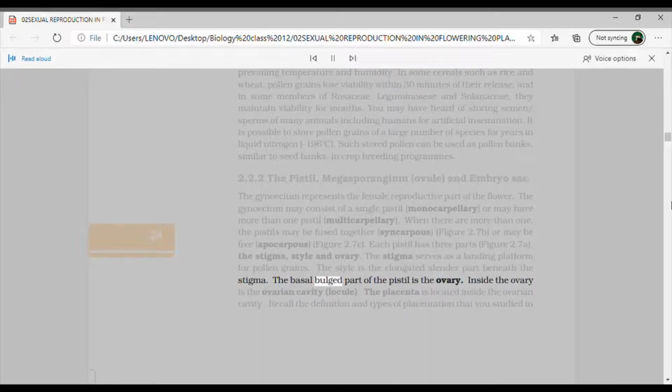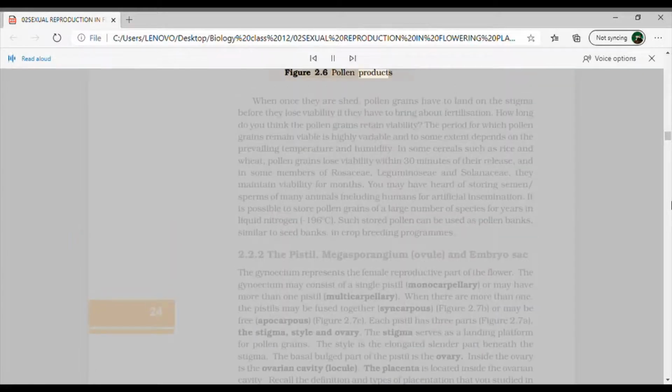The basal bulged part of the pistil is the ovary. Inside the ovary is the ovarian cavity, locule. The placenta is located inside the ovarian cavity. Recall the definition and types of placentation that you studied in the earlier section.